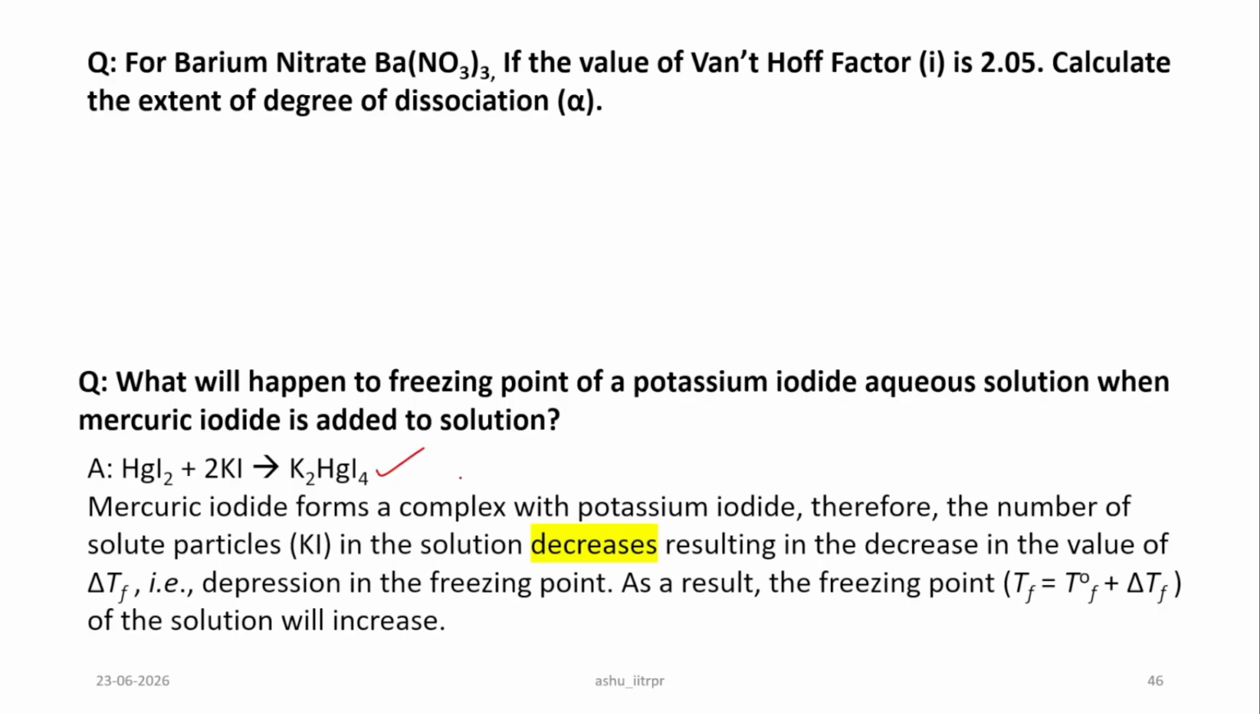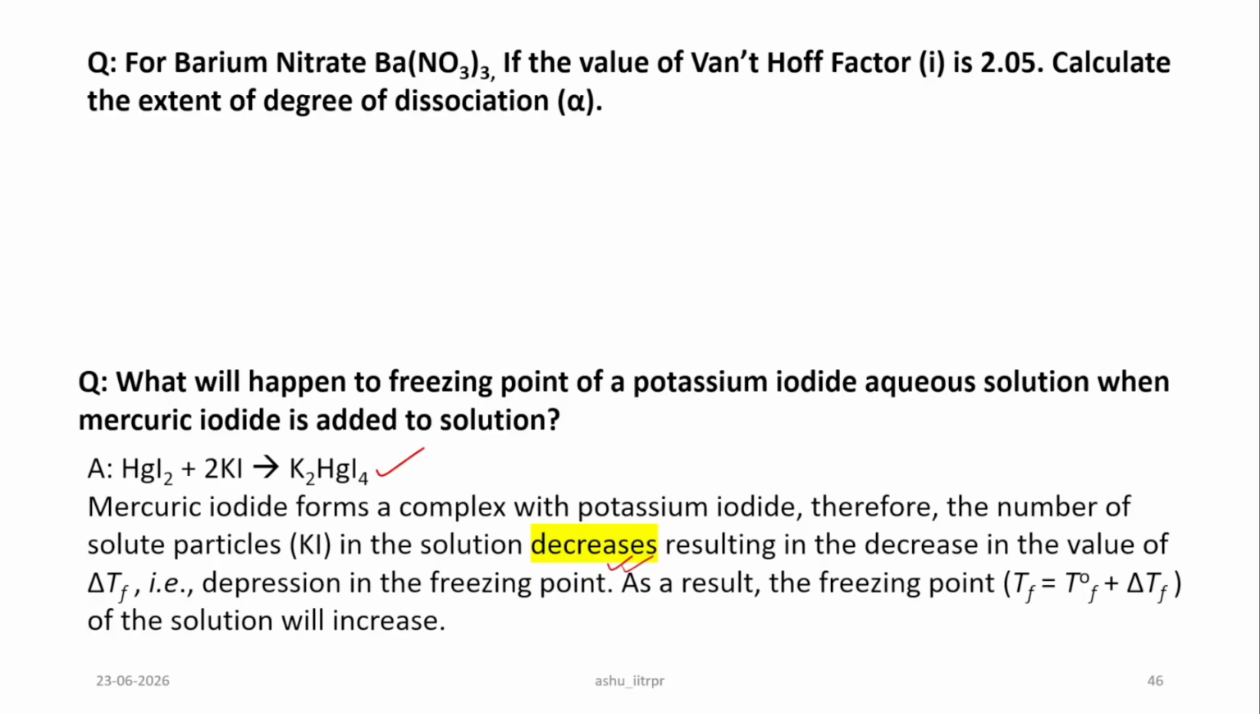When mercuric iodide is added to KI, these two are combining to form a single entity. So mercuric iodide forms a complex with potassium iodide. Therefore, the number of particles in the solution decreases, and when it decreases, it results in a decrease in the value of delta Tf, that means depression in the freezing point. As a result, the freezing point of the solution will increase.